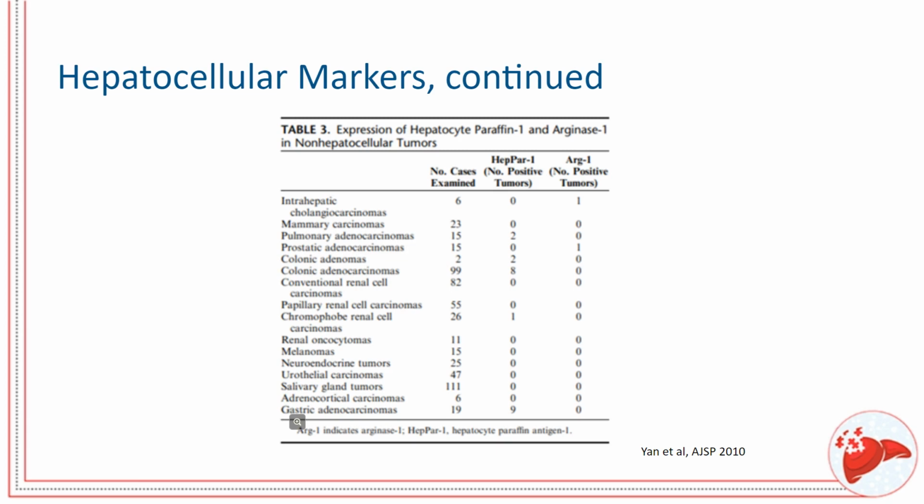By contrast, arginase is much more specific. Just one example here in a prostate cancer. And as we use these markers more and more, we find that their specificity is less than in the initial studies, but indeed, I think arginase is a much more specific marker in our practice as well.